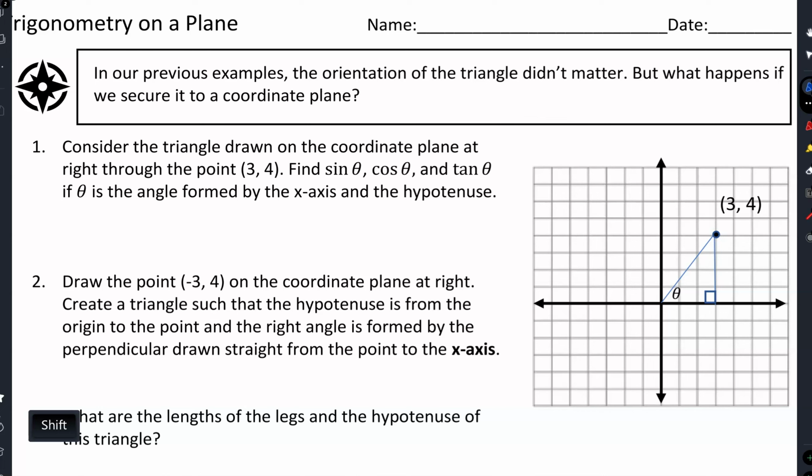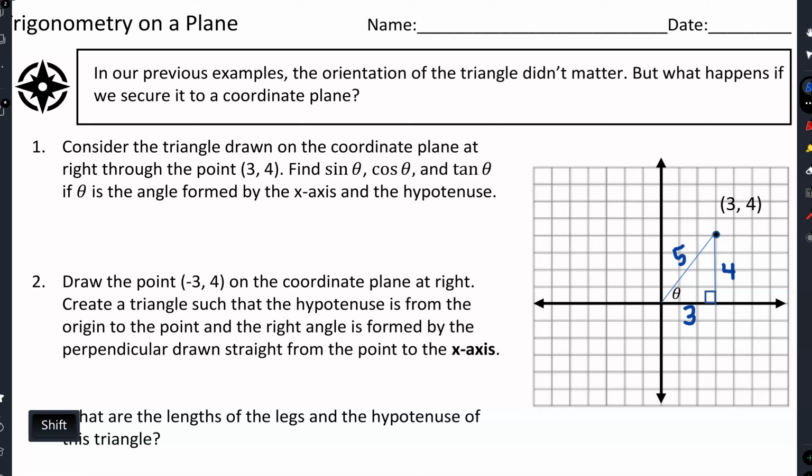So let's look at this triangle here on this coordinate plane through the point (3, 4). What does it mean when this point is at (3, 4)? This leg right here, the distance of this leg, is going to be 3 units, and this is going to be 4 units. So what does that make the hypotenuse? 3 squared plus 4 squared, square root of that. So my hypotenuse is going to be a 5.